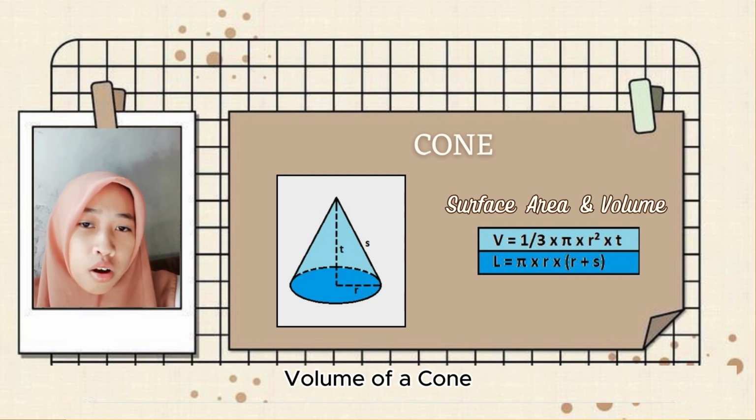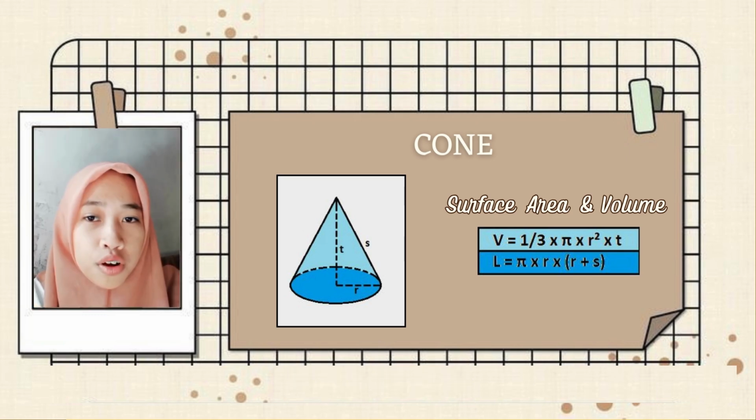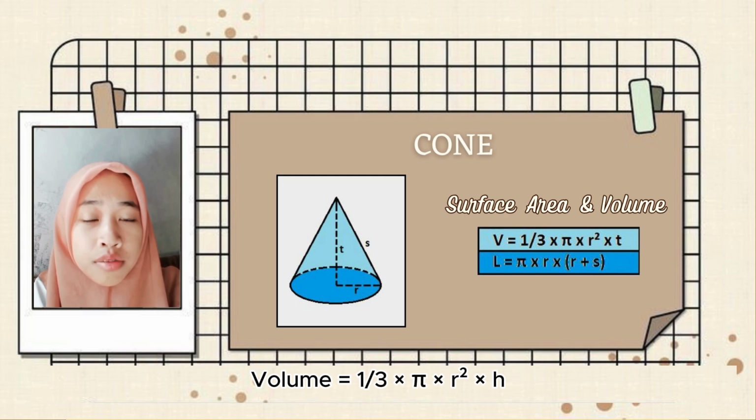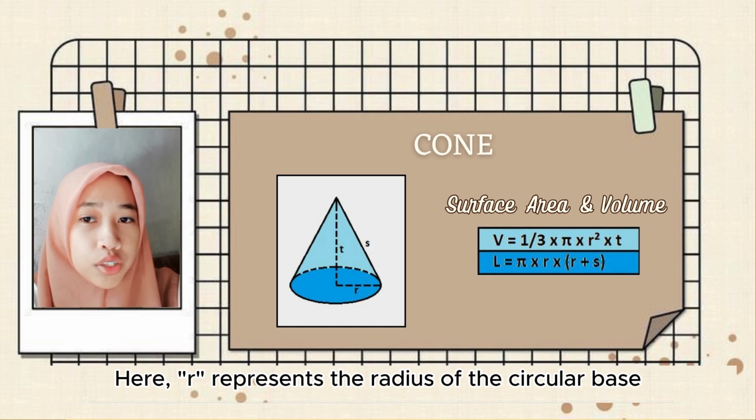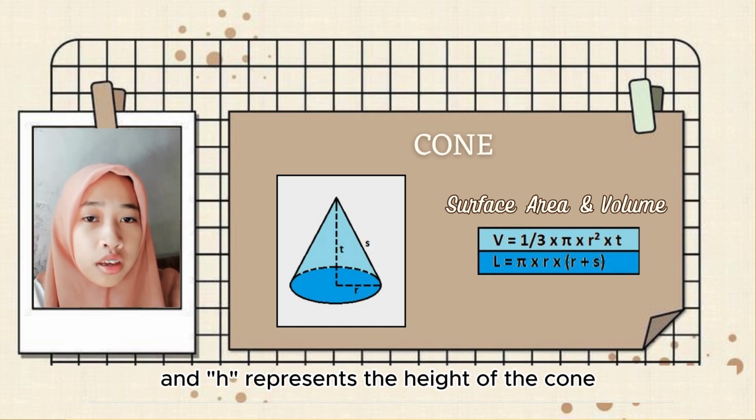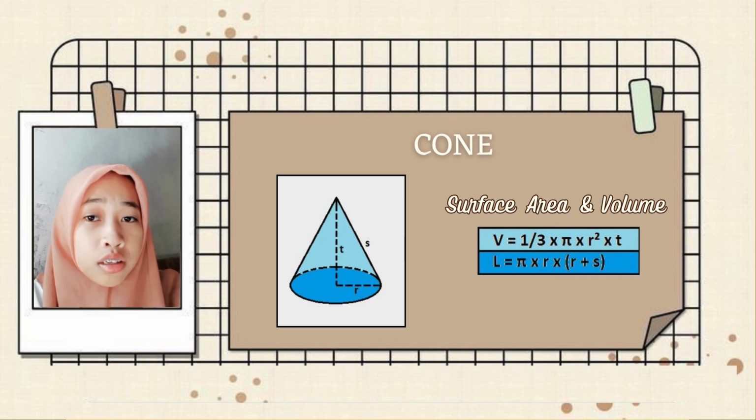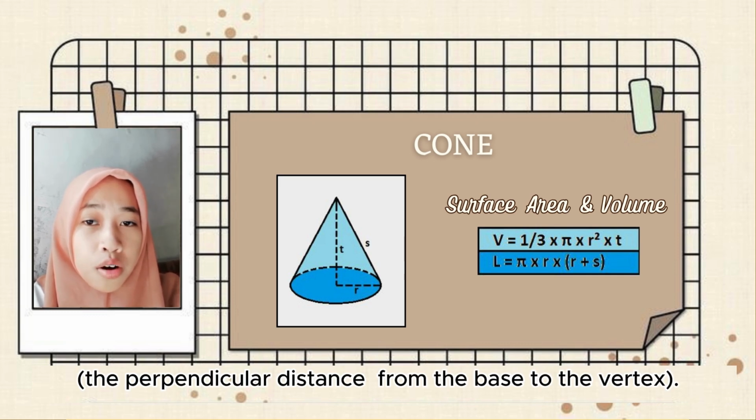Next, volume of a cone. Volume equals 1/3 times pi times r to the power of 2 times height. Here, r represents the radius of the circular base and h represents the height of the cone, the perpendicular distance from the base to the vertex.